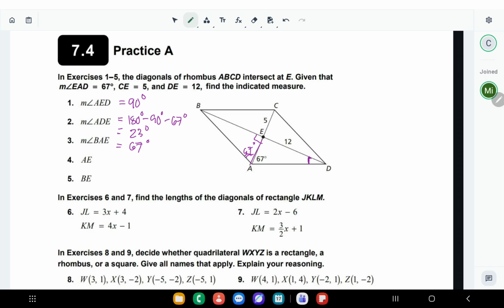Then side AE. Diagonals bisect each other. Therefore, AE is equal to CE, which is also equal to 5. Then BE should be equal to DE, which is 12. So BE is also 12.